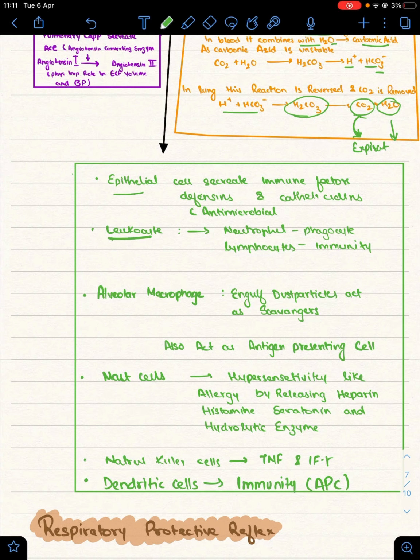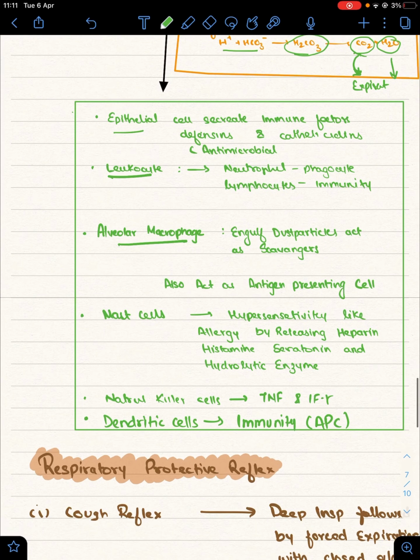Second is leukocytes. As we know, neutrophils kill bacteria by phagocytosis. Lymphocytes develop immunity against bacteria. After that, there is the alveolar macrophage, which engulfs dust particles, acts as a scavenger, and is an APC, antigen presenting cell.